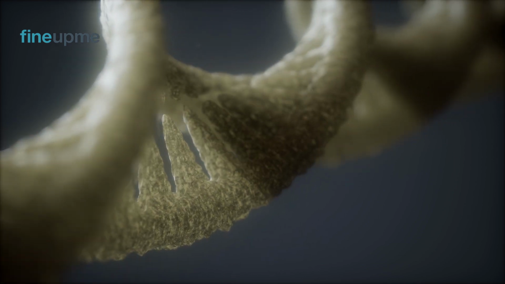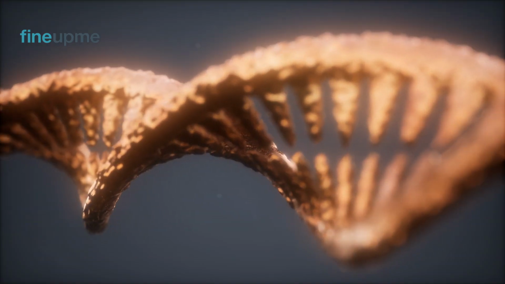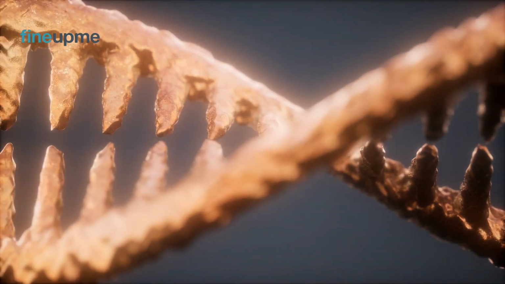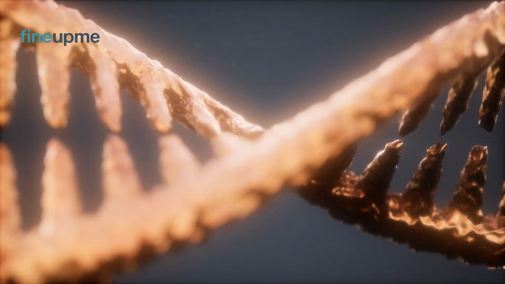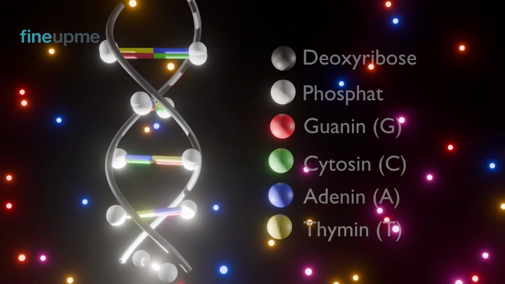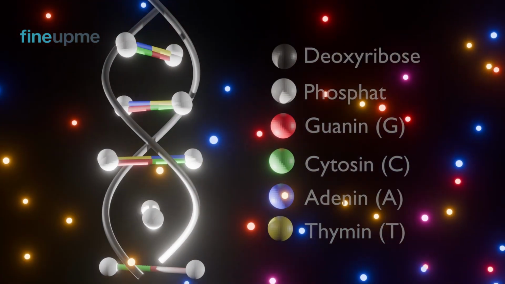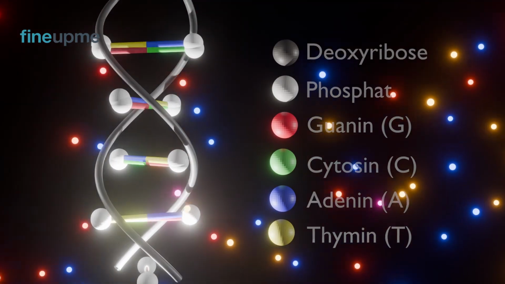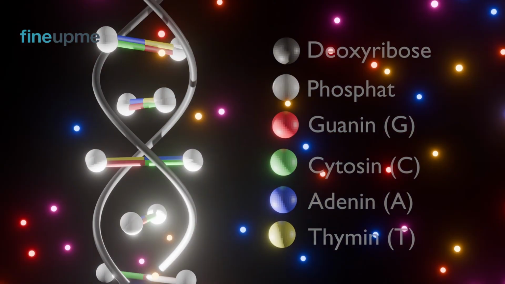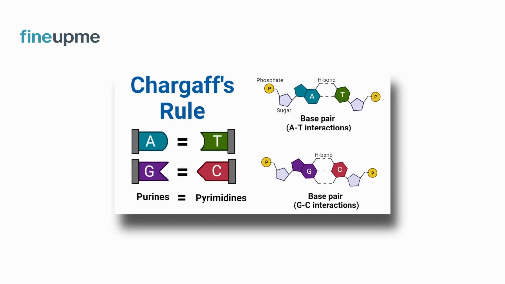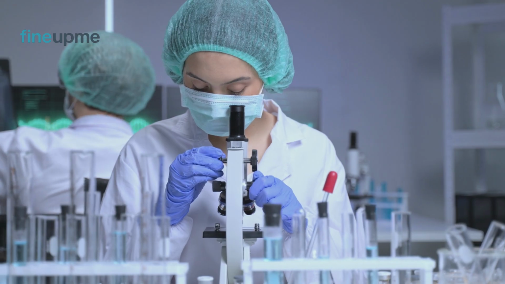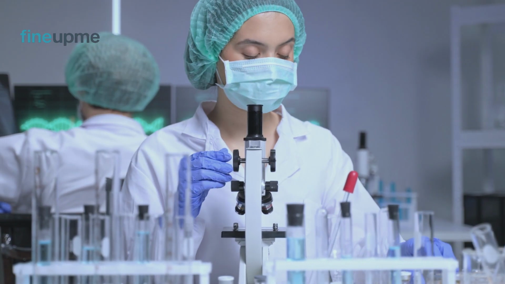The structure of DNA is iconic. It takes the shape of a double helix, two strands twisted around each other like a spiral staircase. Each step of this staircase is made of paired chemical bases. Adenine pairs with thymine, and cytosine pairs with guanine. With just these four letters, A, T, C, and G, DNA writes the entire library of life.